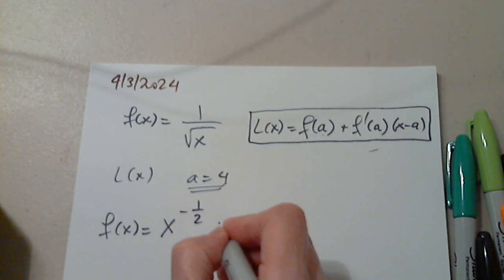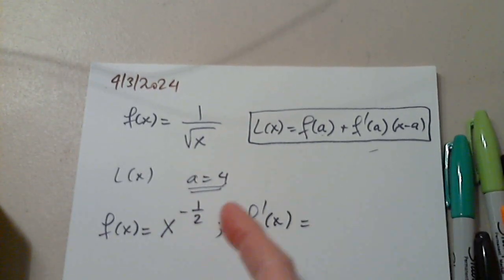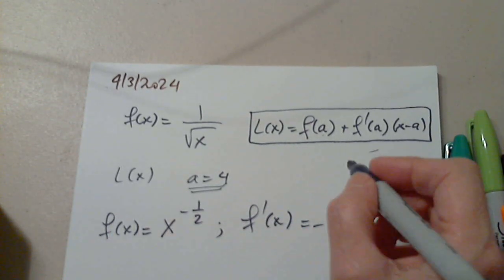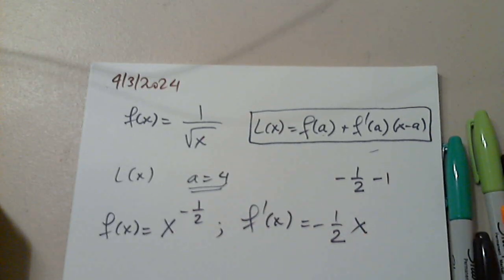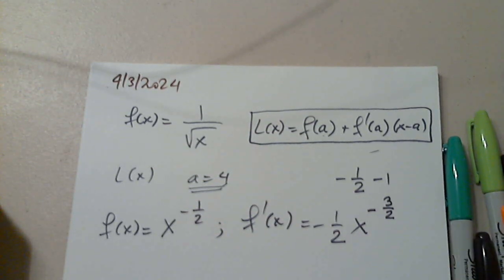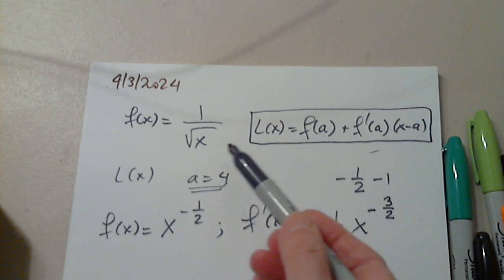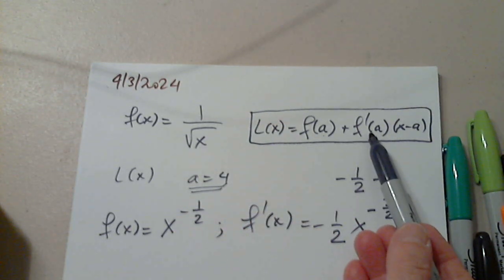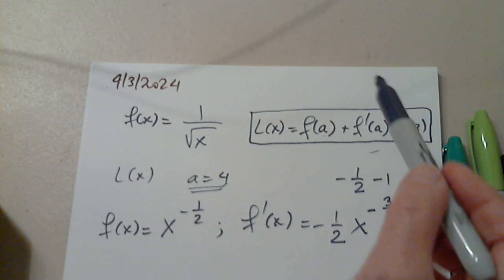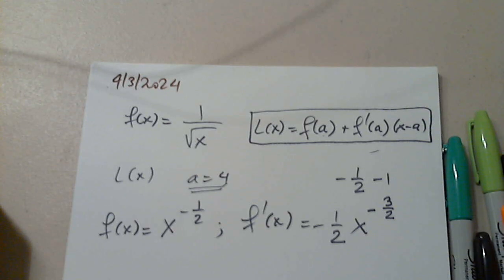Excellent. Well done. So then f prime of x, I bring down negative 1/2, and I subtract 1 from negative 1/2. Negative 1/2 minus 1. Negative 50 cents minus $1. Negative 3/2. Okay? Now I have to find f of a, so plug in 4. I have to find f prime of a, plug in 4, and then x minus 4. I put every piece together and I'm done.